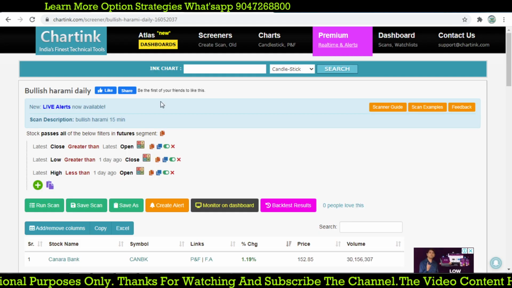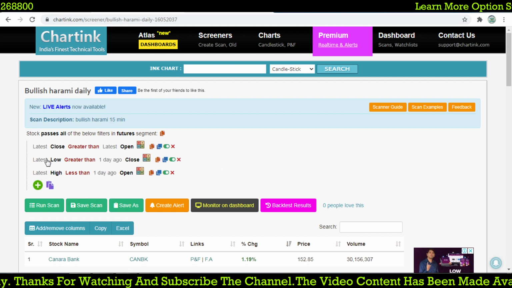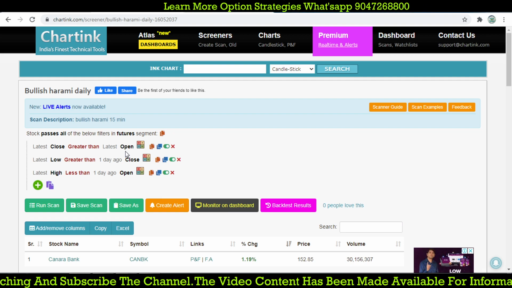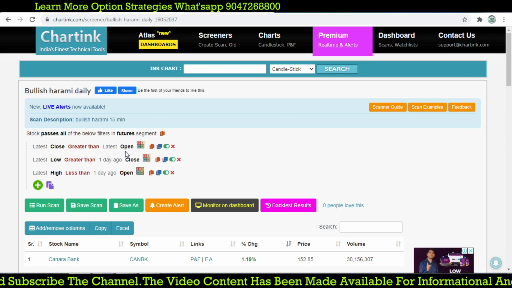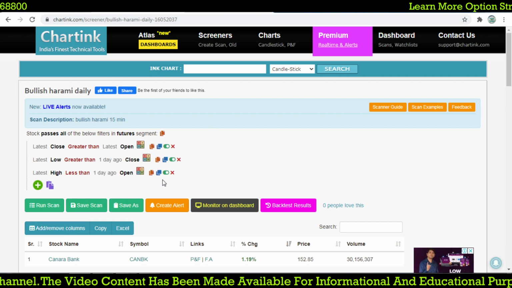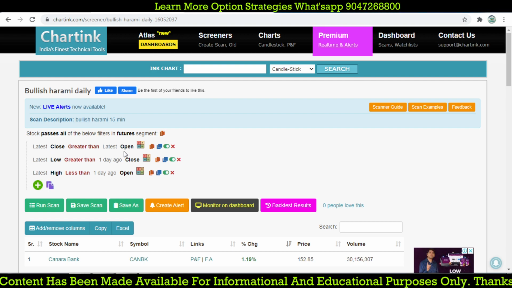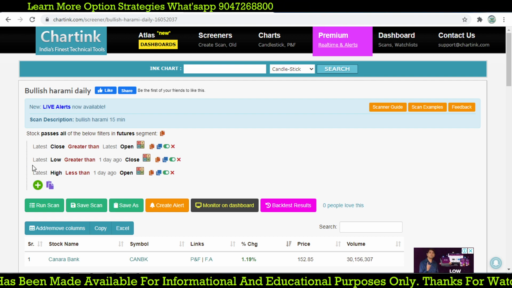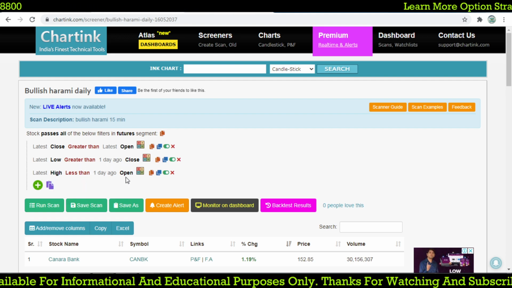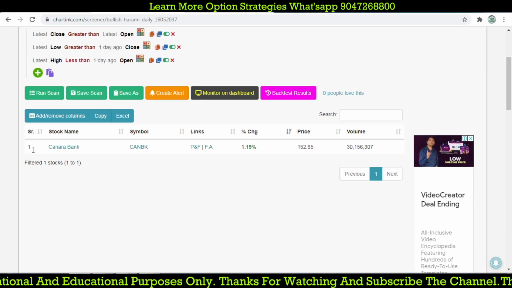So let's go to that, and I have already created it. Simply, the latest close is greater than the latest open. Here I'm going to take the bullish Harami and add some other points to it. So now the latest close is greater than the latest open, which looks like a green candle, and the latest low is greater than the 1 day ago close. The latest high is less than the 1 day ago open. Simply, it will find those stocks which form a Harami.